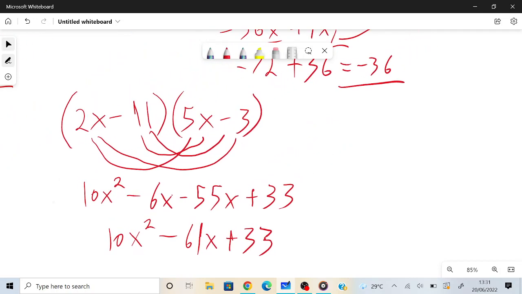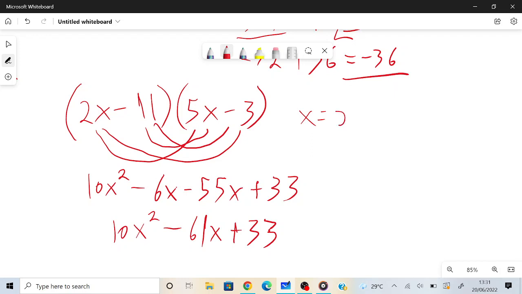So again, we can do the same thing. x is equal to 2. If x is equal to 2 here, you have 2 into 2, that's 4, minus 11. This is minus 7. If 2 is over here, you have 5 times 2 minus 3, that's 7. Then minus 7 times 7, that's minus 49. Putting 2 over here, you should get minus 49.